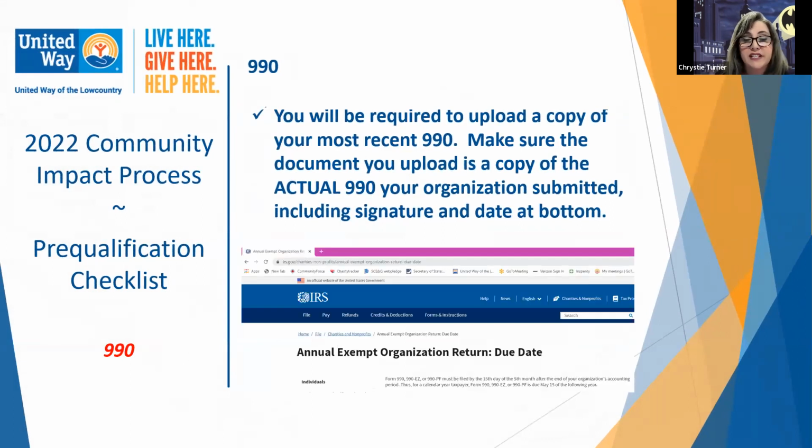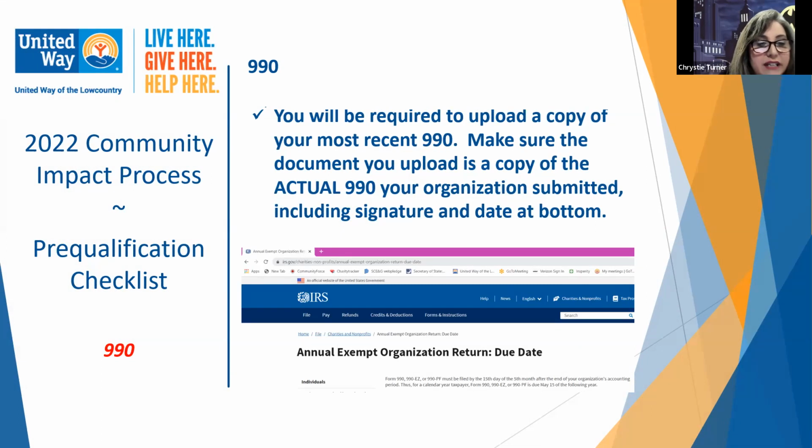All right, so the 990 information is taken right off the IRS website. You will be required to upload a copy of your most recent 990. Make sure that the document that you upload is the actual document that you submitted. So it should have the signatures and date at the bottom. Otherwise, we don't know if that's the one that you submitted to the IRS.